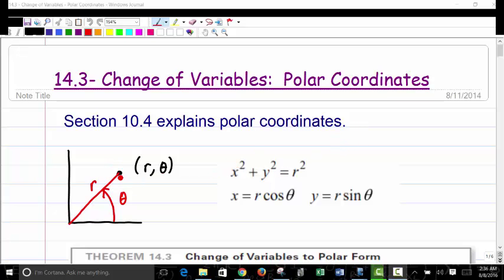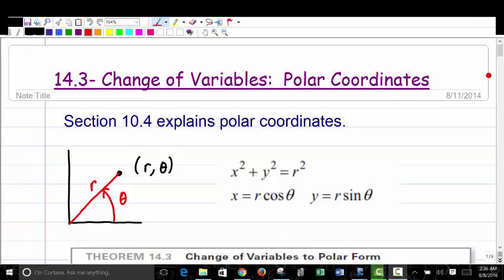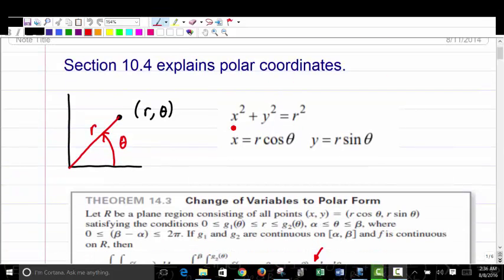the basics of this is a point, instead of being defined as an x, y location, is defined by r, the distance from the origin, or pole, to the point, and then theta, which represents the angle from the x-axis. So here are a couple of important conversions: x squared plus y squared equals r squared, and x equals r cos theta, y equals r sine theta.